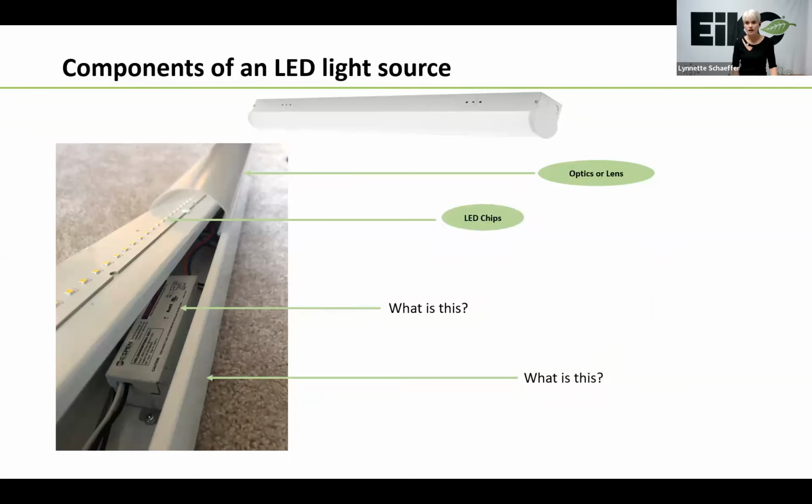After that, of course, we've got the LED chips. Then we've got the driver. As I said, sometimes they do look very similar to a ballast. And then we also have the housing. And in this particular case, the entire fixture is acting as a heat sink, and that is there to help disperse the heat as a whole.